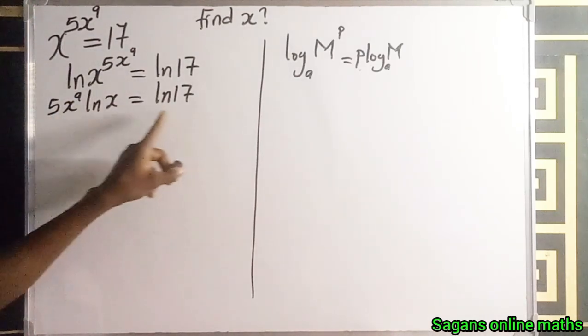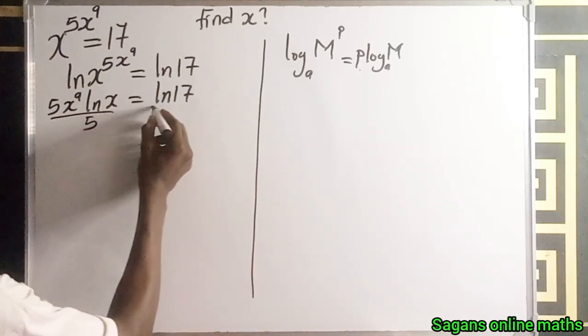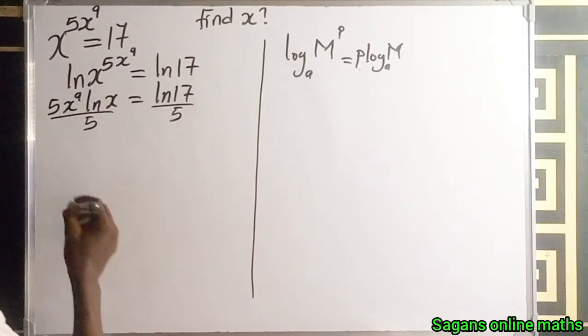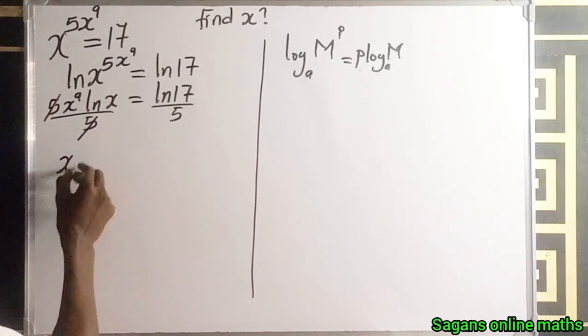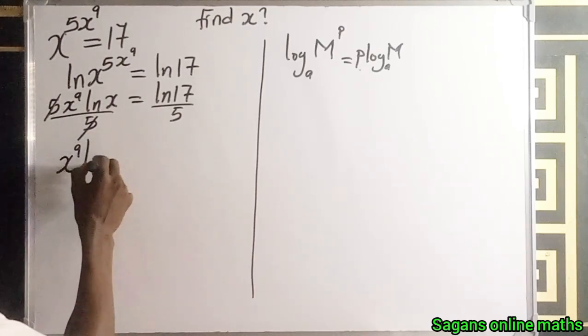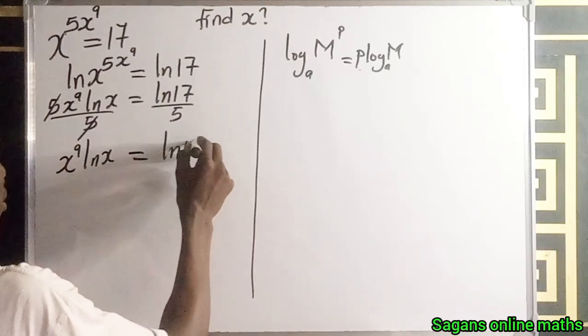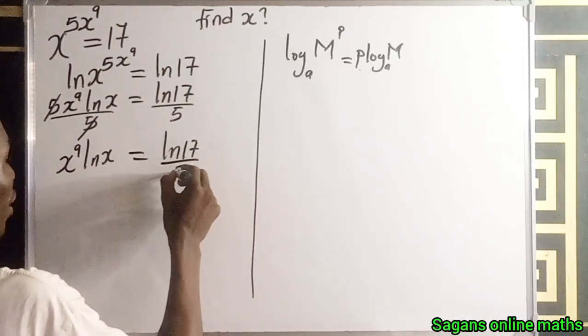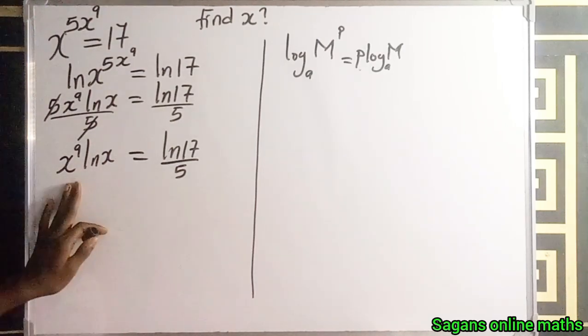If I want to remove this 5 from here, we have to divide both sides by 5. If we divide both sides by 5, you all agree that this will cancel out. We are left with x to the power of 9 multiplied by ln x is equal to ln 17 divided by 5. Alright, now at this point, what are we going to do?